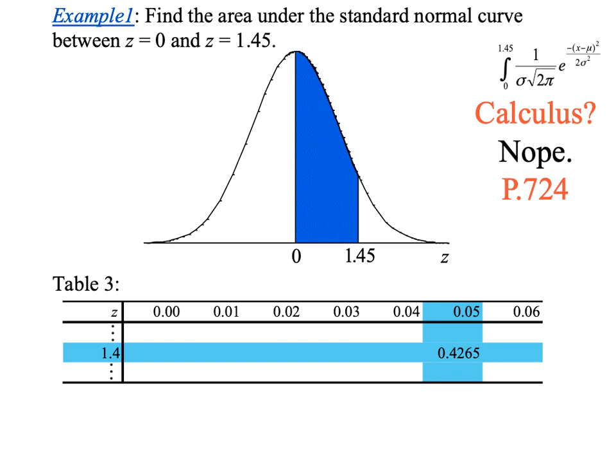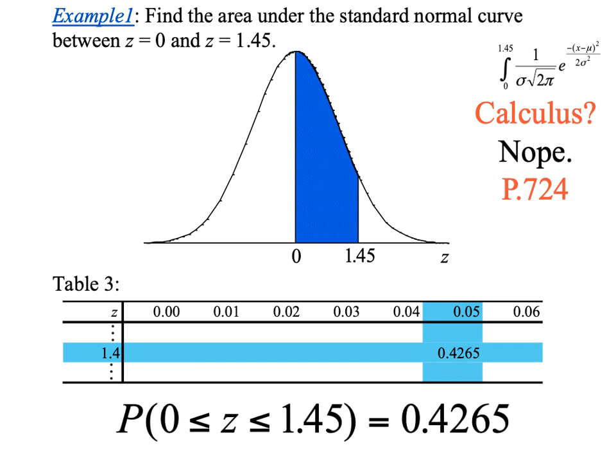So we are looking for 1.4, and then we'll go over to the 0.05, and we'll see where that lines up, and we get a probability of 0.4265, or an area of 0.4265, which again corresponds to 42.65% of your data would fall within 0 and 1.45 standard deviations above your mean only. Okay, notationally, how we would write that is that the probability between 0 and 1.45 inclusive would be 0.4265.